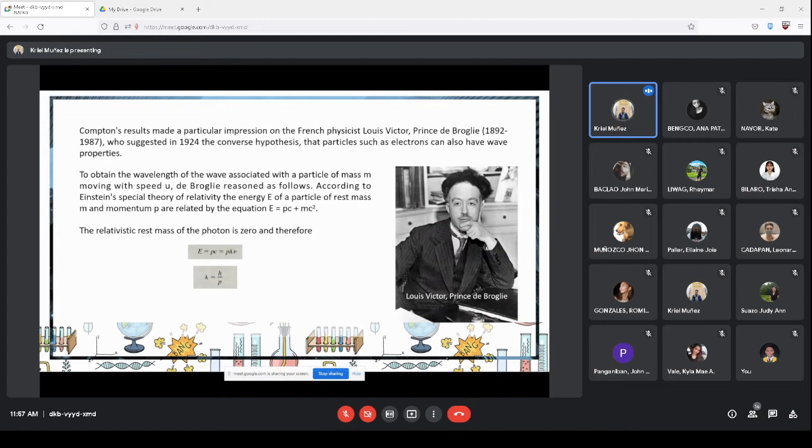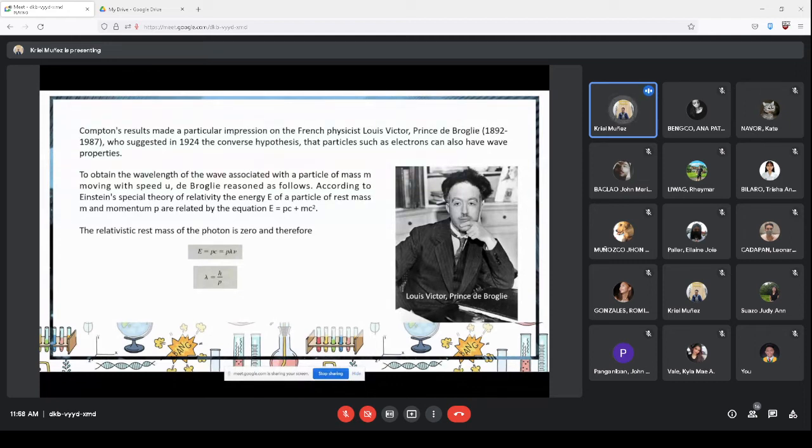So by virtue of the Compton effect, and again the black body radiation observations and the photoelectric effect, they came up with the duality principle. The one in particular who hypothesized the duality of matter is Louis de Broglie. So Louis de Broglie suggested in 1924 the converse hypothesis that particles such as electrons can also have wave properties, or the wave-particle duality of nature, so of matter. To obtain the wavelength of the wave associated with a particle of mass m moving with speed u, de Broglie reasoned as follows.